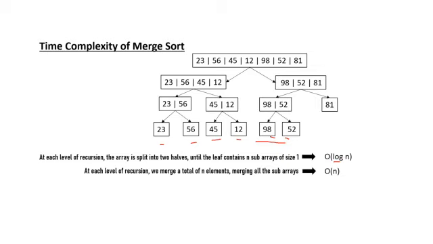So the total time needed to sort the array is going to be O(n) times O(log n), which is equivalent to O(n log n). So this is going to be the best case, worst case, and of course the average case runtime complexity of the merge sort algorithm. So that is all for today.